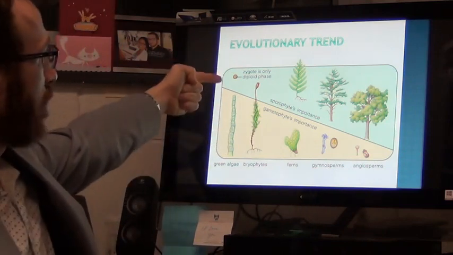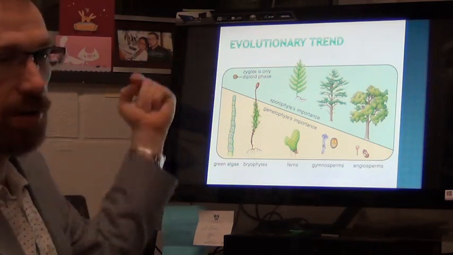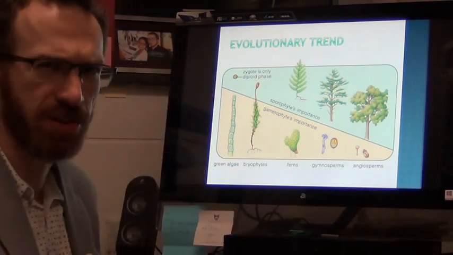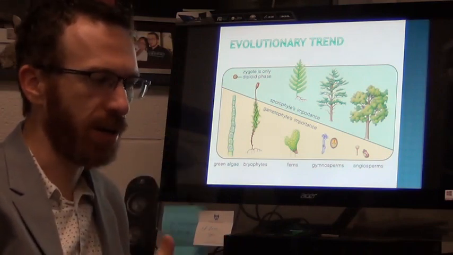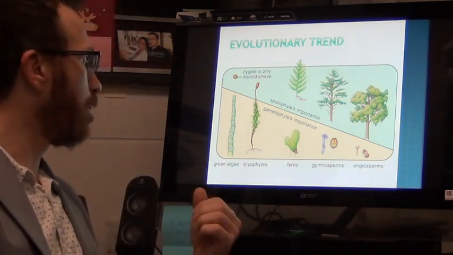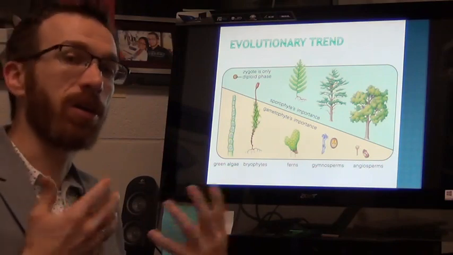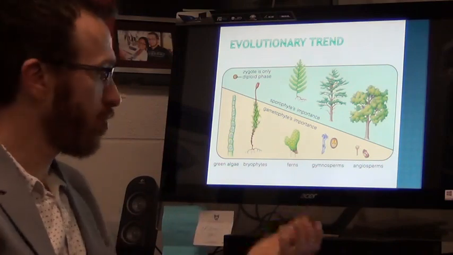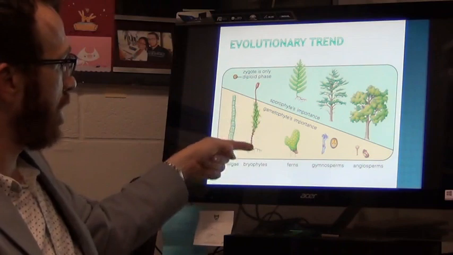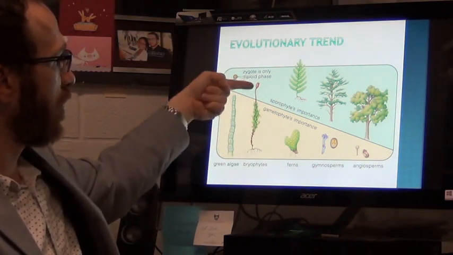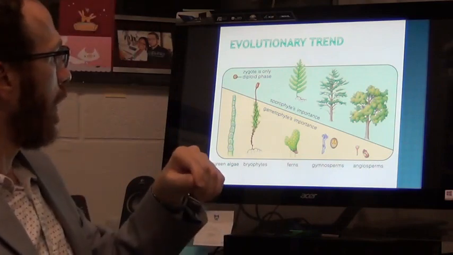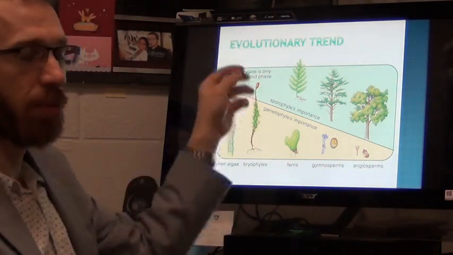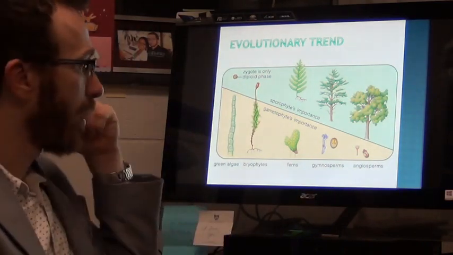And then their sporophyte is only a zygote, and it's unicellular. That's the definition of haplontic: having a unicellular diploid stage and a multicellular haploid stage. For bryophytes, we said they're gametophyte dominated, and it's true. Most of their life cycle is spent as the haploid stage, and only a small portion is that sporophyte that grows up out of it. But it is multicellular, so it's a little bit more complex than the green algae.